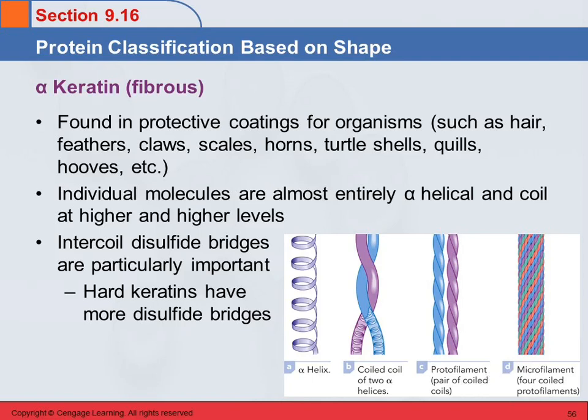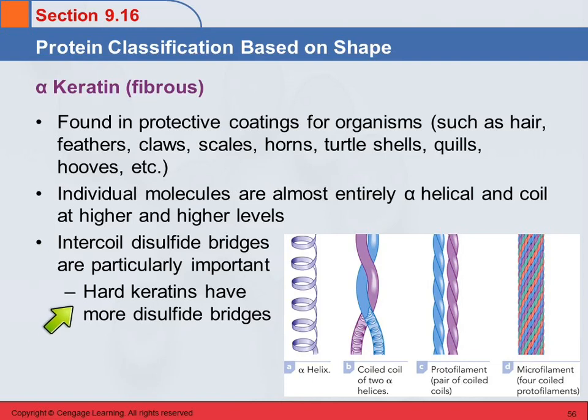So it's this long structure and this intertwining, a little bit like making rope. If you take a piece of rope and start pulling it apart, there's smaller pieces inside, but when you twist them all together, they become very strong. So there are disulfide bridges that form between coils, and those are really important.